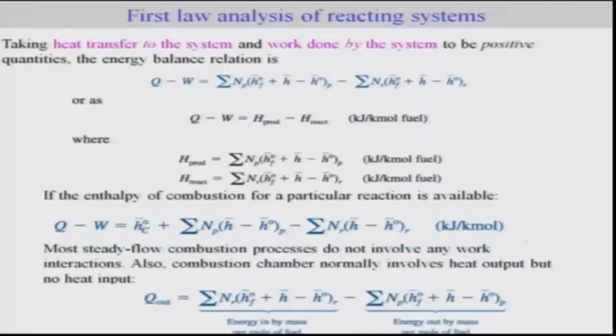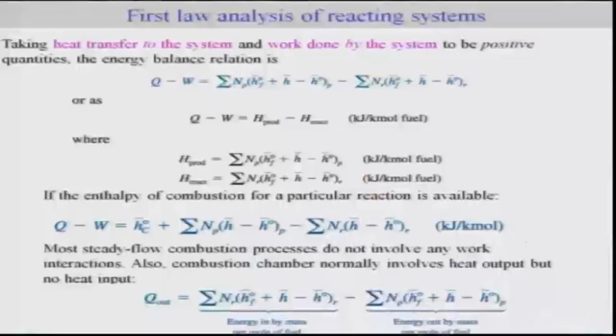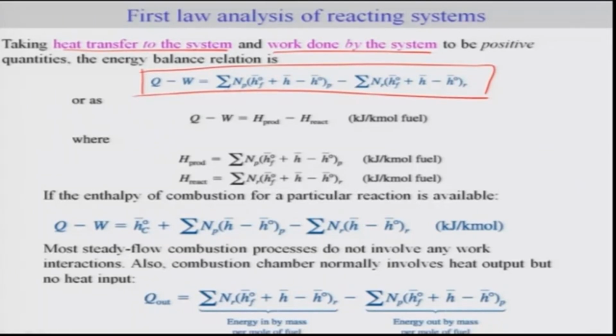This is a straightforward balance, and we can now consider a typical sign convention where heat transfer to the system is considered positive and work done by the system is also considered positive. Thus you have the relation Q minus W is equal to the sum of the energy of the product minus the energy due to the reactant. One can replace this in a more generic form, where this is nothing but H of product and this is nothing but H of reactant. Note that this is on a per unit kilomole of fuel basis.